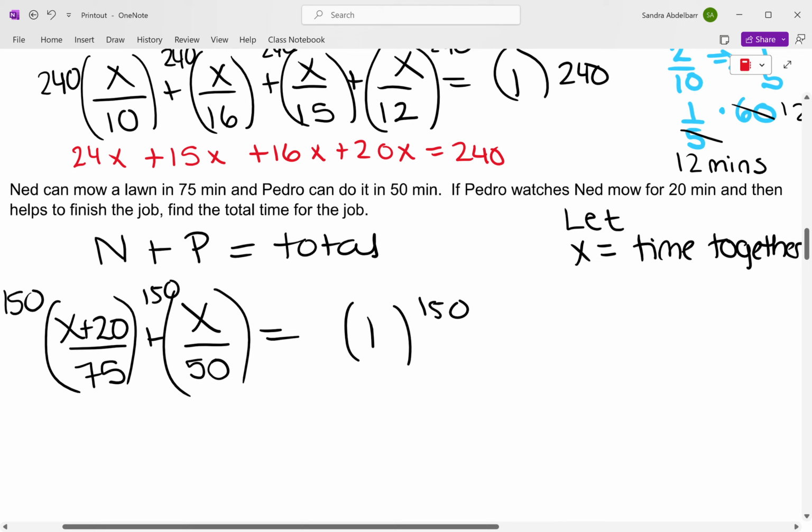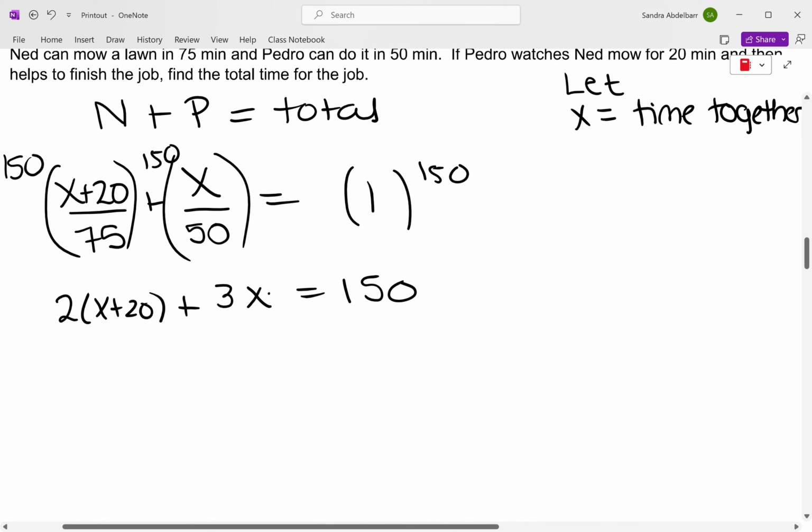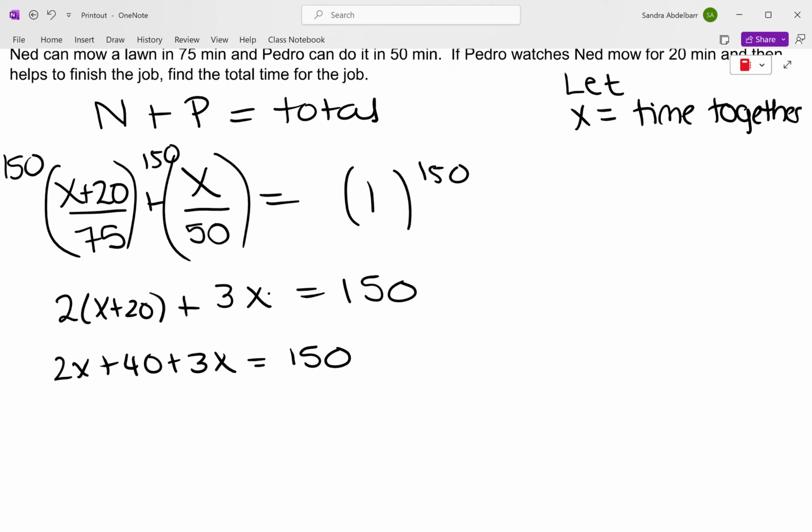When we multiply by 150, we are going to get 2 times the quantity of X plus 20 plus 3X equals 150. Distribute in that 2. 2X plus 40 plus 3X equals 150. We have 5X equals 110. X will equal 22. I'll let you all catch up.